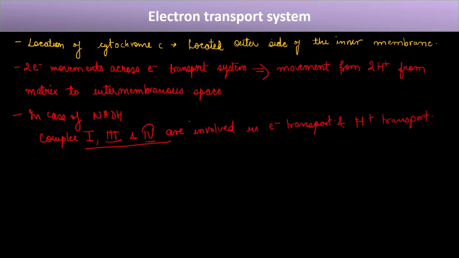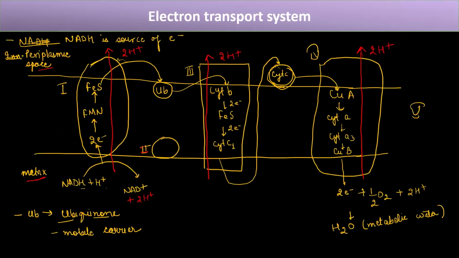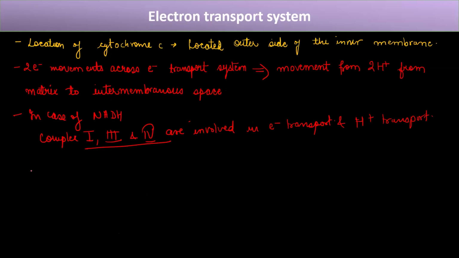And NADH finally leads to how many hydrogen ions moving from the matrix to the intermembranous space? We can see it leads to the movement of two hydrogen ions here, two here, and two here. So one NADH leads to the transfer of six hydrogen ions from the matrix to the intermembranous space, which I'm representing by IMS. Okay. So this is what happens in the case of NADH.